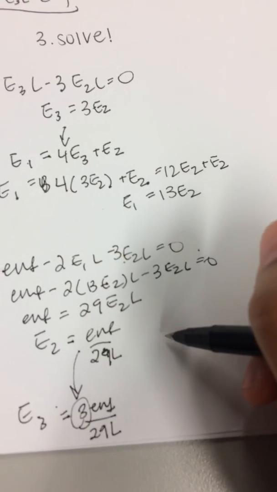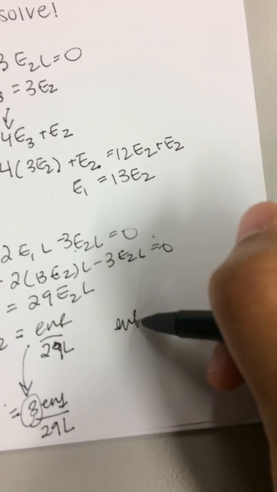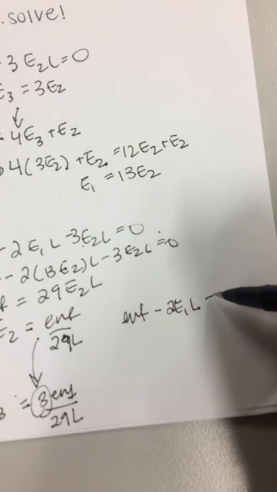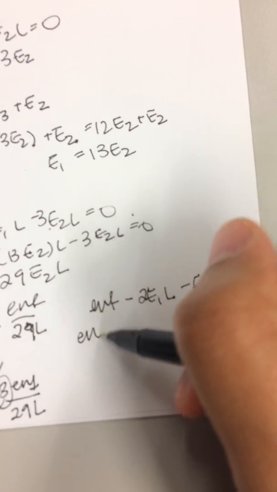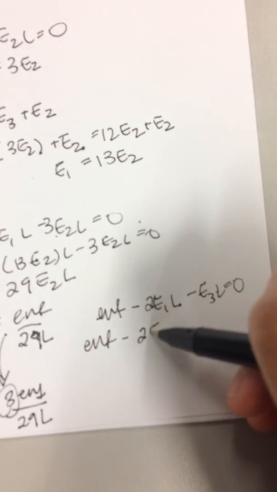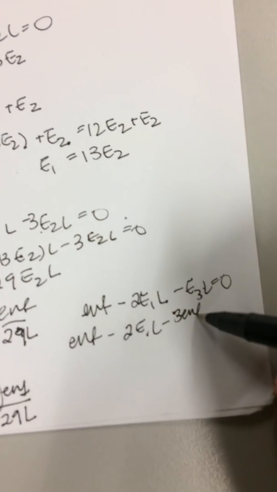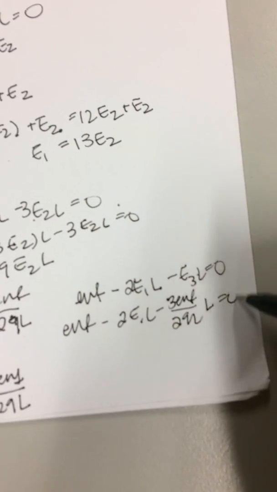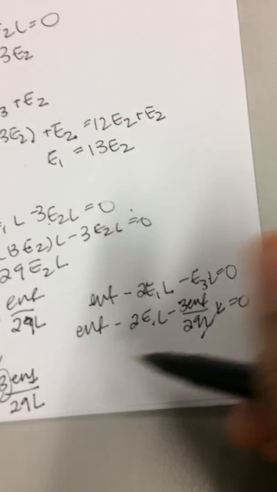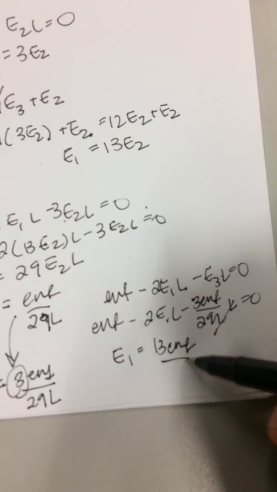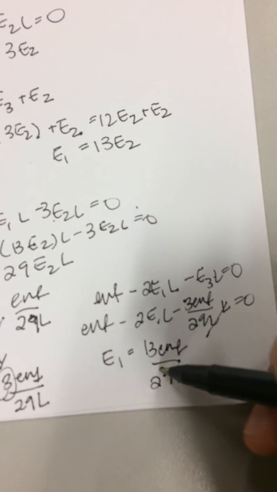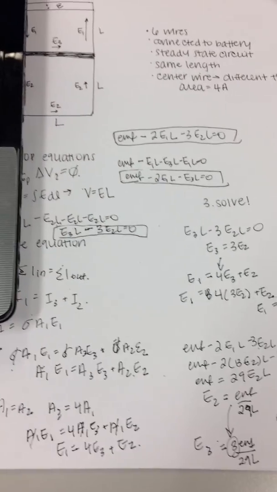And then for the last part, you would use a different loop rule equation. You know that EMF minus 2E1L minus 3E3L equals 0, which is the one from right here. And you plug in the values that you know to find that. And you'll end up with EMF minus 2E1L minus 3EMF over 29L times L equals 0. Cancel the L's out. And it'll simplify to E1 equals 13 EMF over 29L. And that is how you do problem number 4.